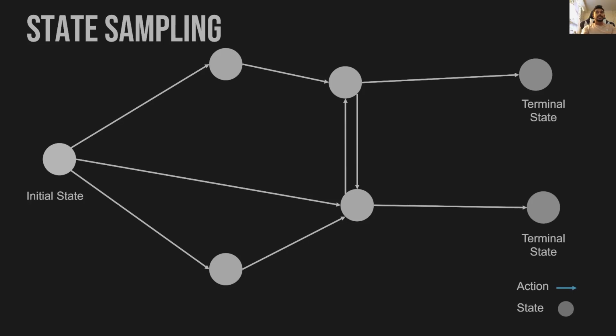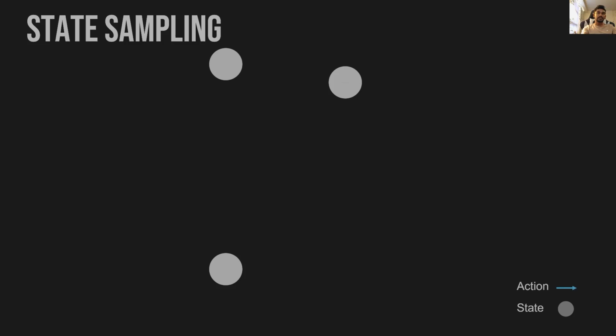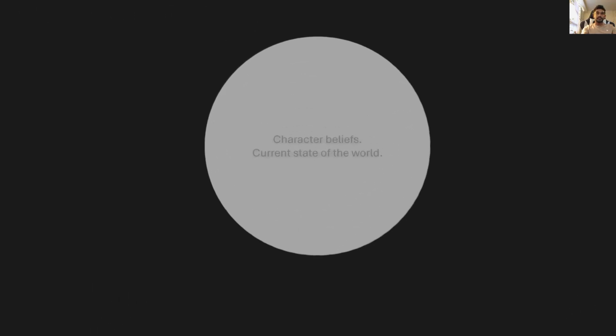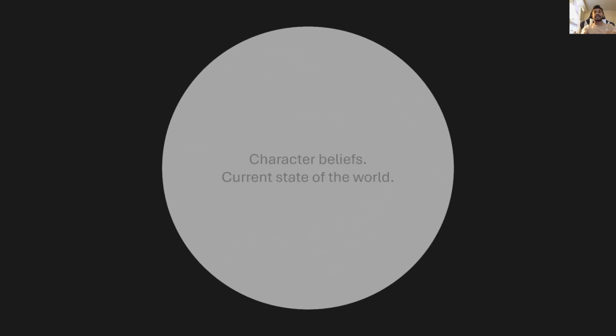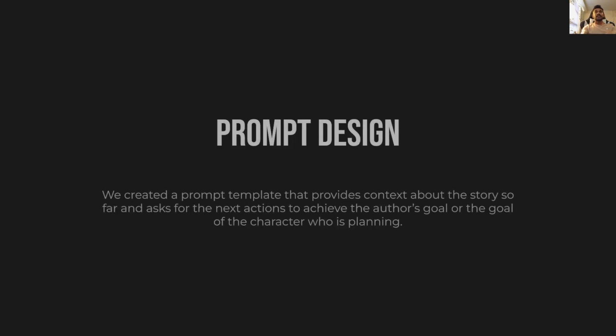In order to do this, since prompting an LLM a million times is very time consuming, we first sampled 1,000 nodes which are known to have solutions and which are not terminal states, by using exhaustive breadth first search. And each of those sample states has data stored about the simulated world, like character beliefs, current state of the world, available actions, etc. We created a zero-shot prompt template that provides context about the story so far and asks for the next actions to achieve the author's goal or the goal of the character who we are planning for.